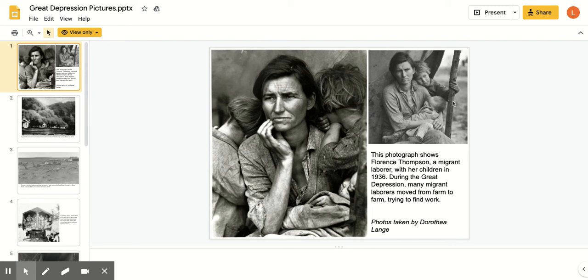So, for example, this is probably one of the most famous pictures of the Depression of this woman and her children as a migrant laborer moving from farm to farm trying to find work. And clearly, she's poor. She's dealing with clothing that is not really appropriate, right? Her children are clearly upset. She's upset. So this is not a good situation.